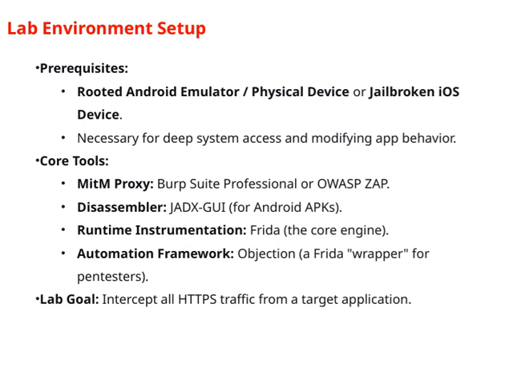The main goal of this lab is to intercept all HTTPS traffic from the target application. To do that effectively, we need to set up our environment correctly, making sure all these tools work seamlessly together. This setup is crucial because it allows us to analyze encrypted data, understand how apps communicate, and identify potential security issues. So, by ensuring we have the right device and these core tools in place, we can perform comprehensive security testing and deepen our understanding of app behavior and security posture.